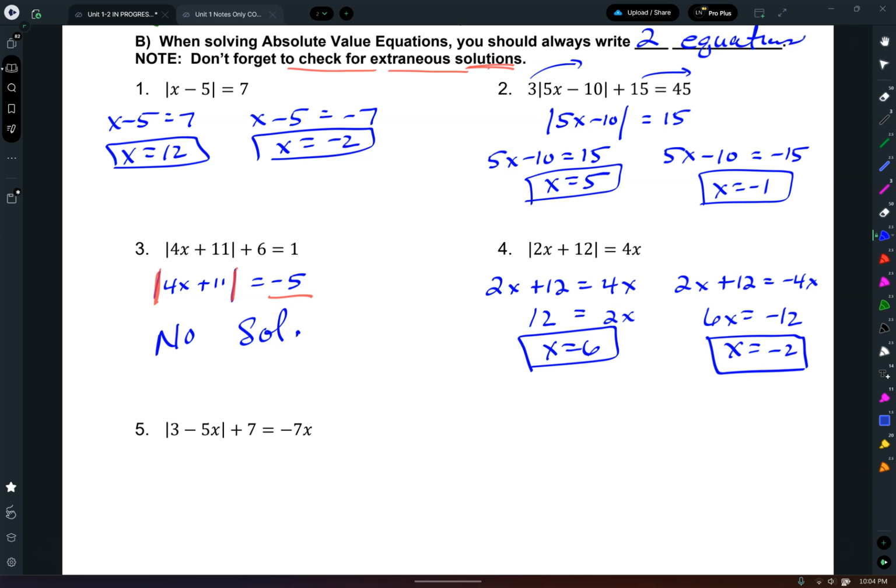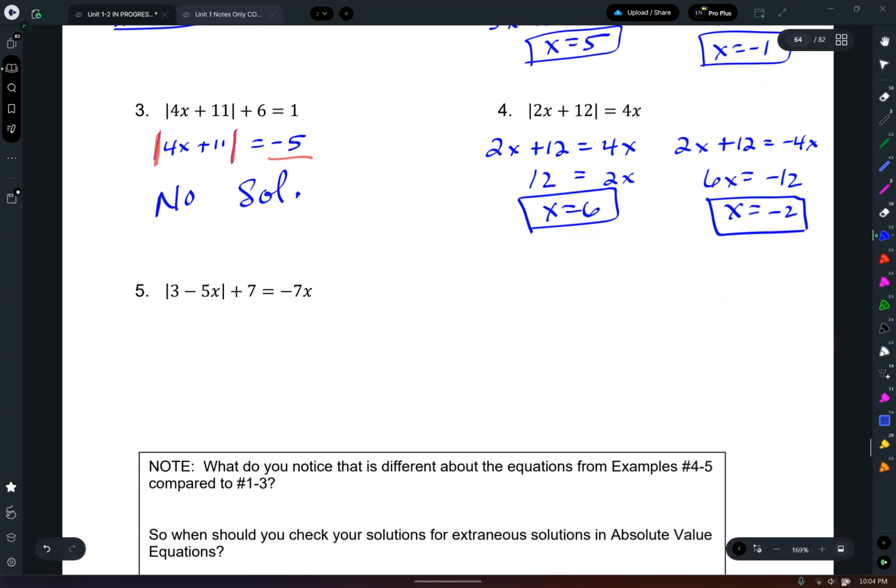You're like, why are you doing so many examples? Just trust me. I'm going to point something out once I get all these done. Okay, let's do one more. So before I can write my two equations, I have to get the absolute value by itself. So I'm going to subtract that 7. So I've got the absolute value of 3 minus 5x equals negative 7x minus 7.